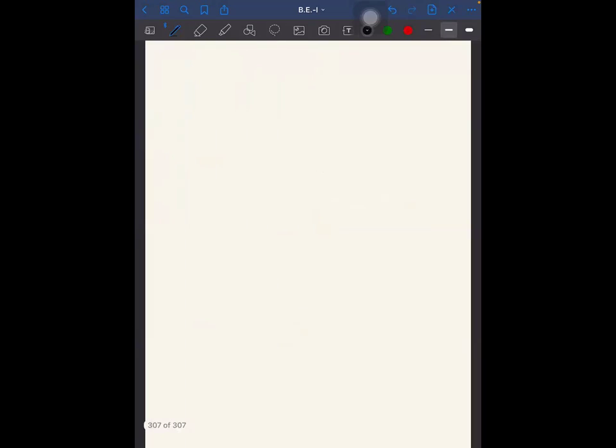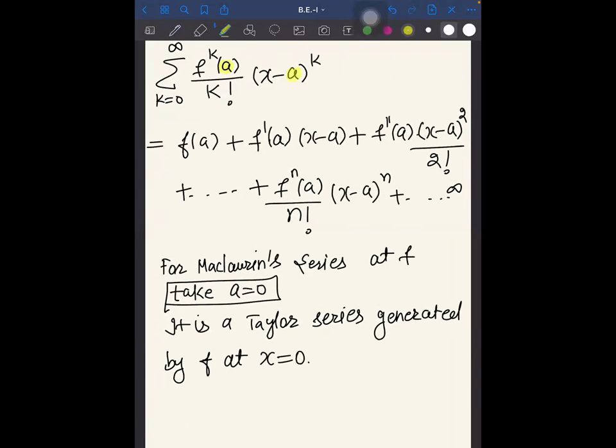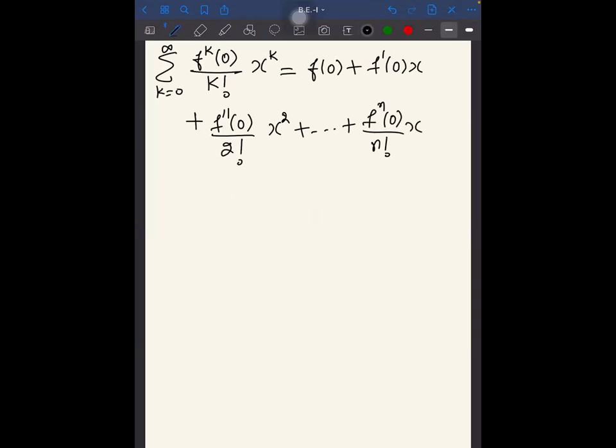So I'll write it. Summation k runs from 0 to infinity, kth derivative at point 0 upon k factorial, x raised to power k. Why x raised to power k? Because I have chosen a to be 0. So I'll replace a by 0. So let's say f(0) plus f dash(0) x plus f double dash(0) at 2 factorial x square, and so on. At the nth point we'll have this term, and so on up to infinity. Right? Fair enough? So we'll do a few questions on this.